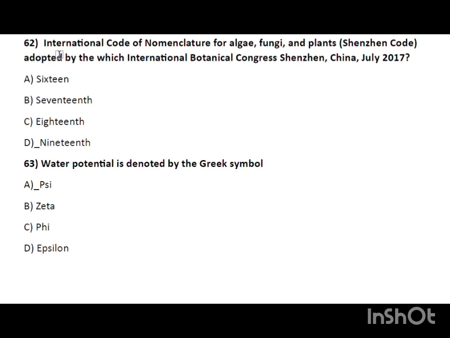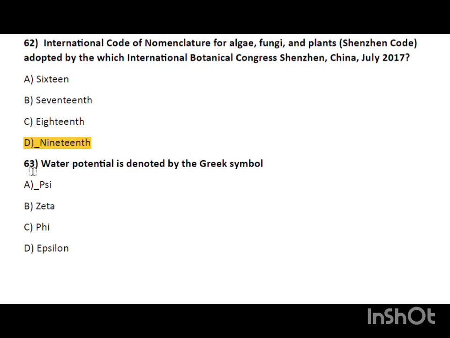Question number 62. The International Code of Nomenclature for algae, fungi and plants, that is the Shenzhen Code, was adopted by the which International Botanical Congress, Shenzhen, China, July 2017. Option A 16, option B 17, option C 18, option D 19. The correct answer is option D 19.